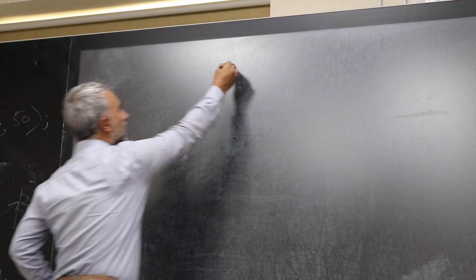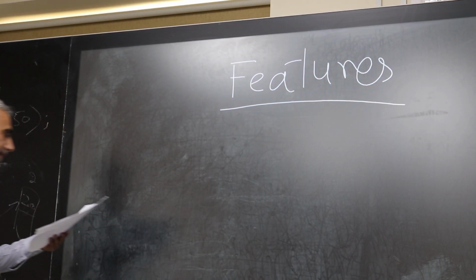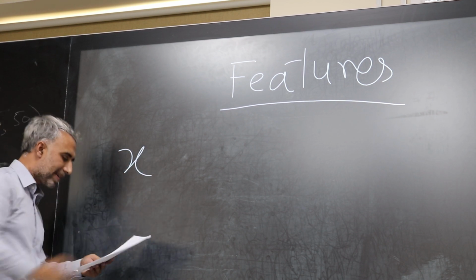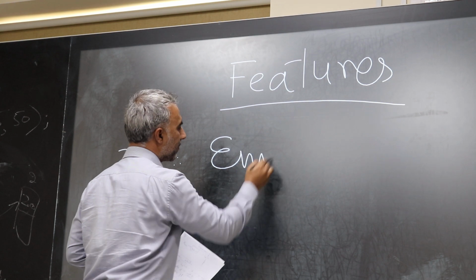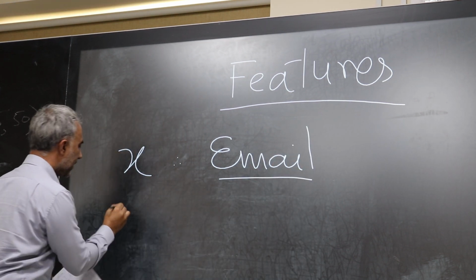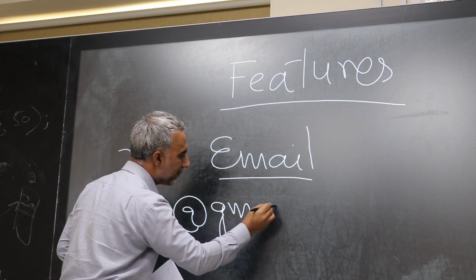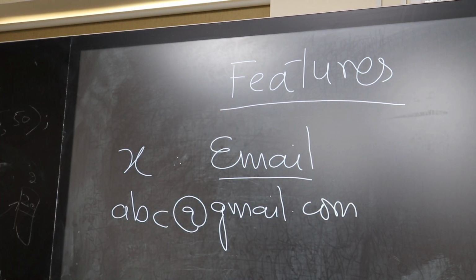So if I'm talking about the very basic thing, features, though we are already familiar with it. Features, in case of email, you can say that the X represents some kind of a feature. And if I'm talking about some email, for example, A, B, C @gmail.com, because for example this is some kind of a sentence or phrase, and after observing this, the system will say it's an email, or it's just a simple sentence, it's not an email.